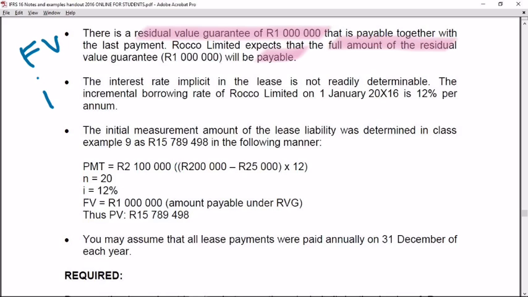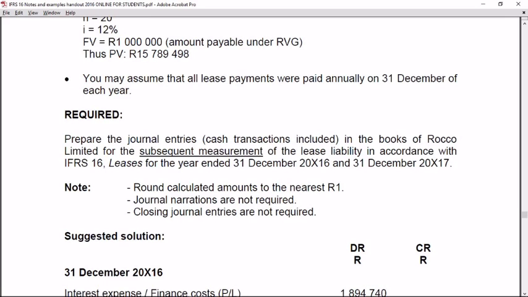And then in class example 9, we determined the present value of the lease liability to be 15,789,498, by using the variables as we have discussed above. What we need to do now is to prepare the journal entries in the books of Rocco, the lessee. Remember, I'm busy with the lessee for the subsequent measurement of the lease liability. That 15 million that we determined above was the initial measurement. Now we need to determine the subsequent measurement by applying the rules of IFRS 16.